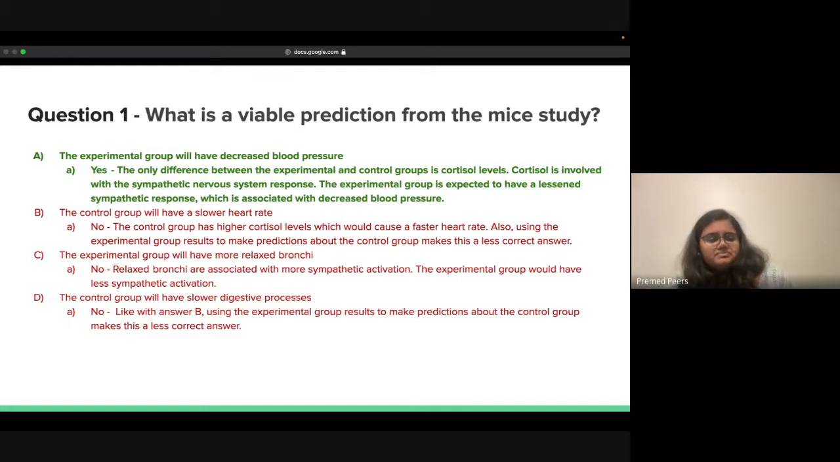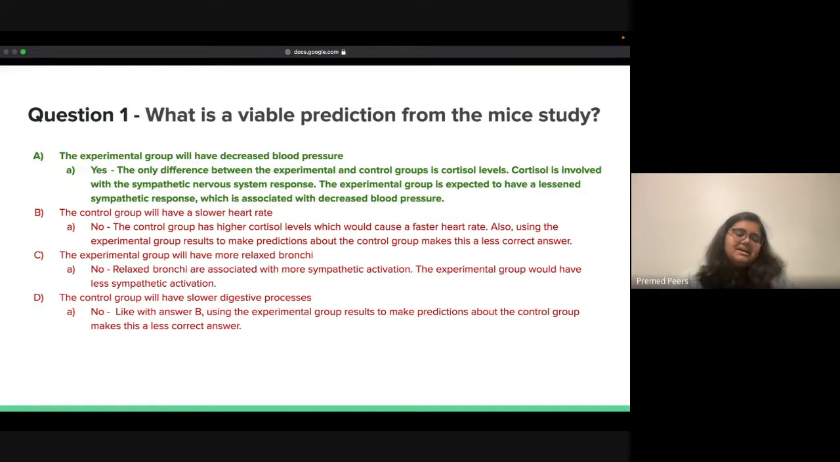And so going into the next option, the experimental group will have more relaxed bronchi. So that's not correct either, because relaxed bronchi are associated with more sympathetic activation, and the experimental group would have less sympathetic activation. And finally, the control group will have slower digestive processes.